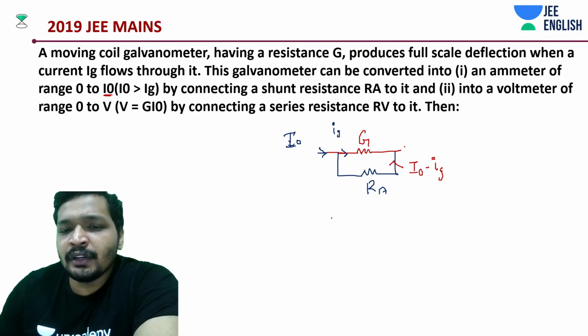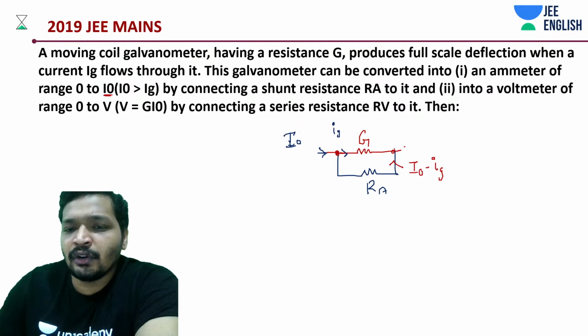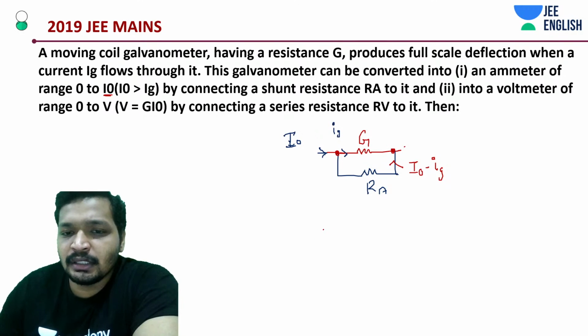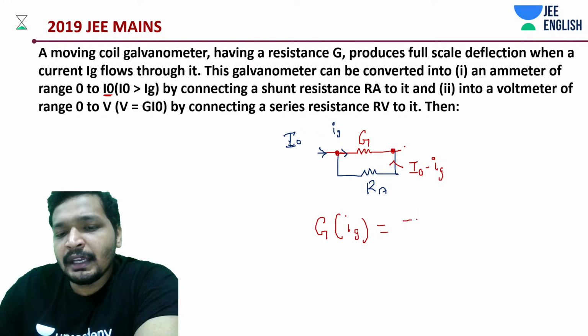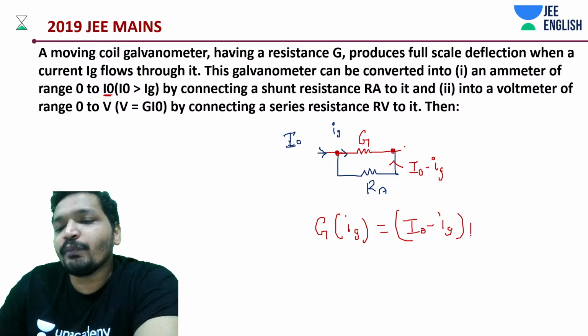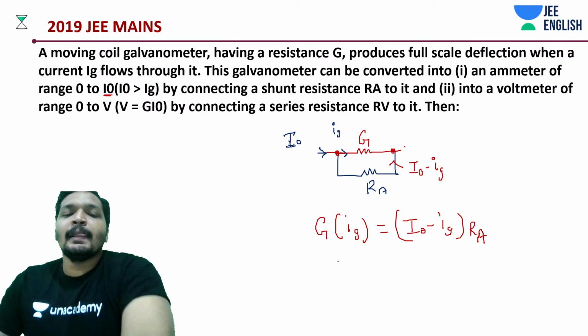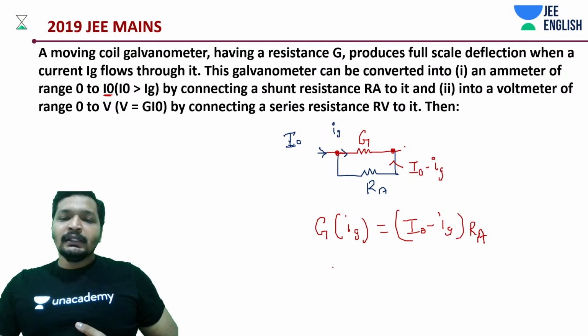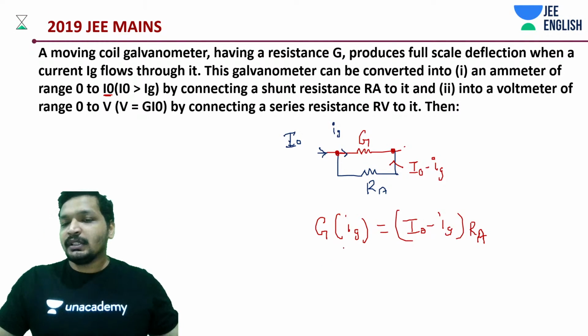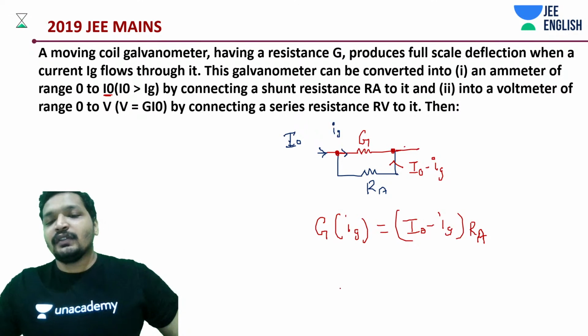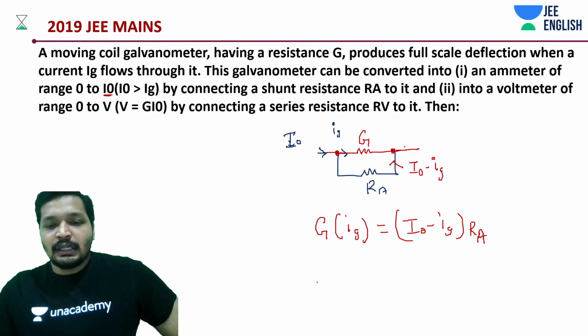And we very well know the potential across these nodes, because they're in parallel, has to be the same across G and RA. So it's going to be G into IG is equal to I naught minus IG into RA. So how much is RA going to be? We'll get everything in terms of I naught. We shouldn't have cancelled out the I naught. That's the mistake we made. We could have started with RA. That could have been easier as well.